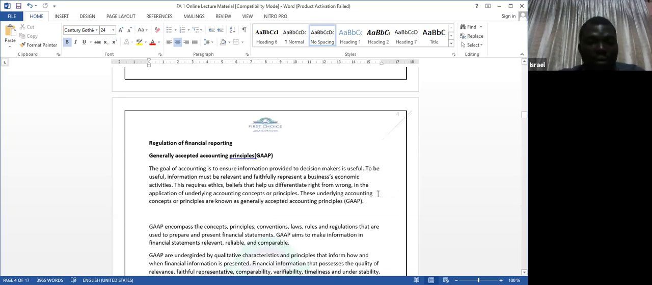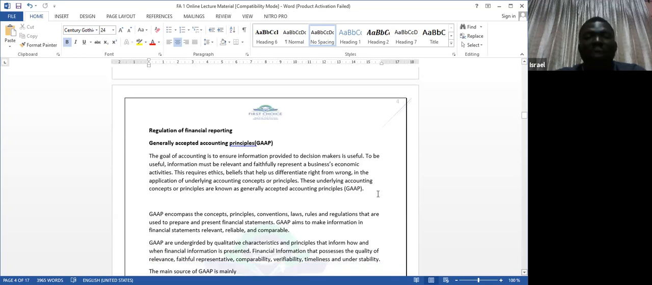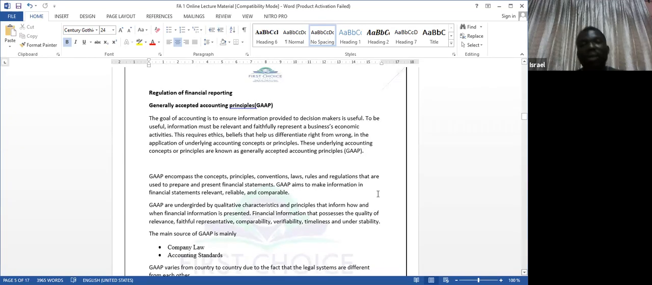Now, we have to talk about the financial statement. What are the components? What are the things that consist of a financial statement? What are the things that you're going to see if you pick up a financial statement? The first one is what we call the statement of financial performance.